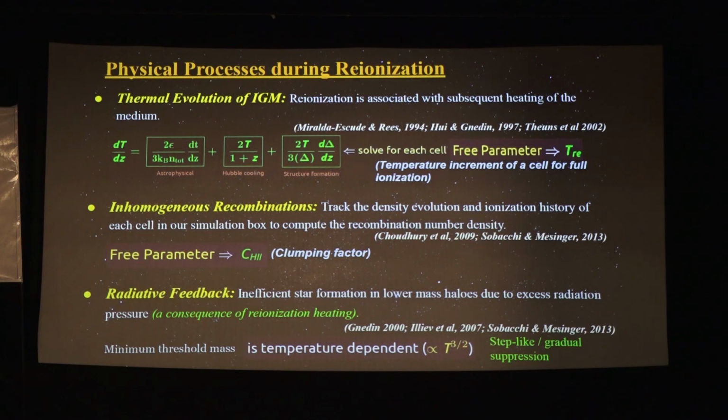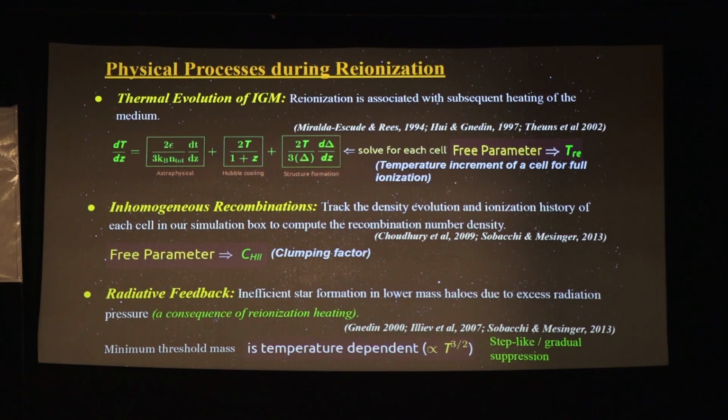The next one is the inhomogeneous recombination, and recombination is also basically an opposite effect of ionization, as we know. And to compute the recombination number density, we need to track the density evolution and the ionization history of each and every cell in our simulation box. And again, we need to introduce a free parameter called clumping factor, which basically gives how inhomogeneous the medium is, or the strength of the recombination.